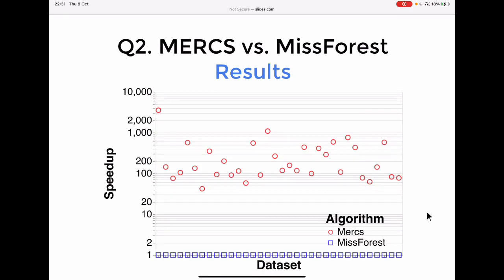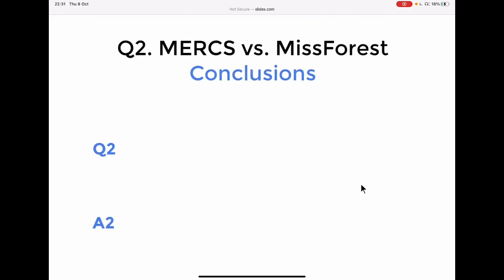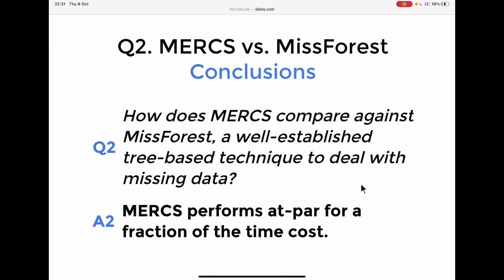However, in terms of time costs involved, you will notice the difference, since MissForest needs to retrain all the time in order to generate its predictions, which MERCS does not. And the MERCS prediction algorithms are pretty efficient. So we are around 2 orders of magnitude of speedup, which is of course a very nice thing to have. So ultimately, how does MERCS compare to MissForest? Well, MERCS performs at par for a fraction of the time cost in this setting, which is a pretty nice result.